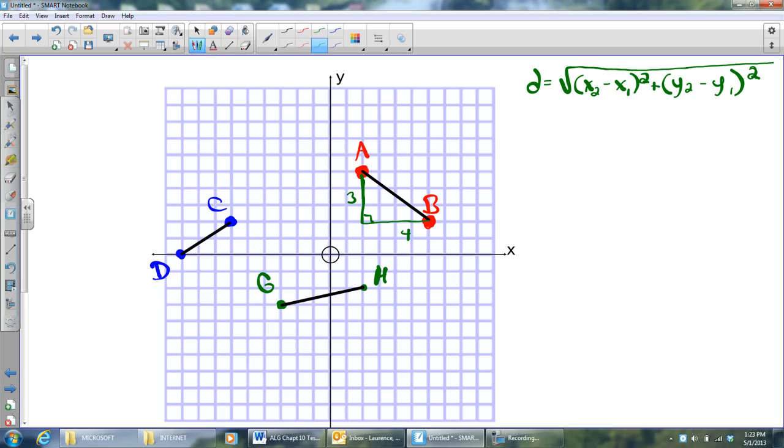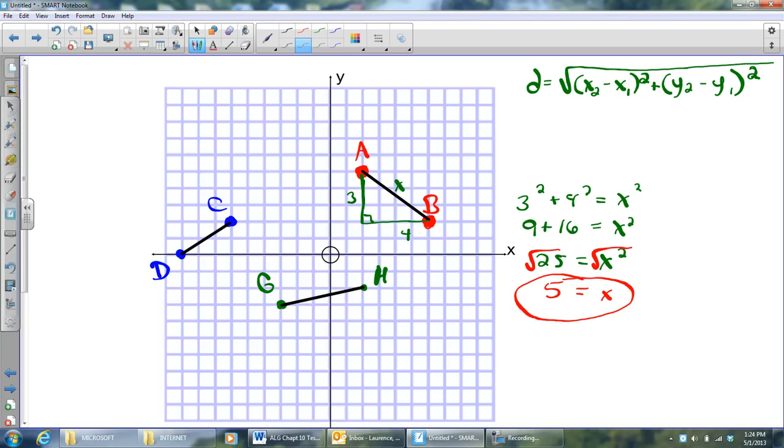And so you could say, well, 3 squared plus 4 squared will equal x squared, where x is the hypotenuse in this problem. And so that'll be 9 plus 16, and that'll equal x squared. So I'll have 25 equals x squared. I'll take the square root of each side, and I'm only going to be concerned with the positive root because the negative answer doesn't make any sense in this context. So x is 5.